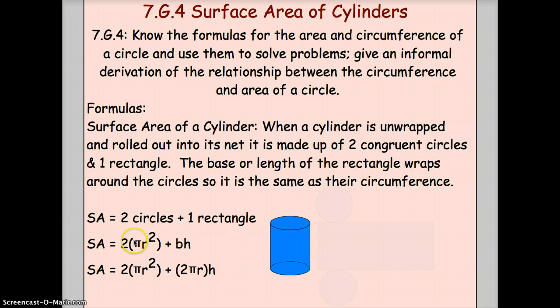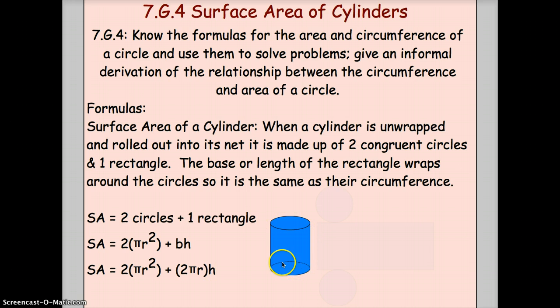Our formula for a circle is pi r squared, so we plug that in for the circles. And our formula for our rectangle is base times height, or length times width. Now, we can bring that circle part down, and since we don't know how long the rectangle is, and we know that the length or the base of the rectangle is the same as the circumference, we can plug in the circumference formula right here, 2 pi r, and then leave the height of the rectangle. Okay, so let me show you what that looks like.